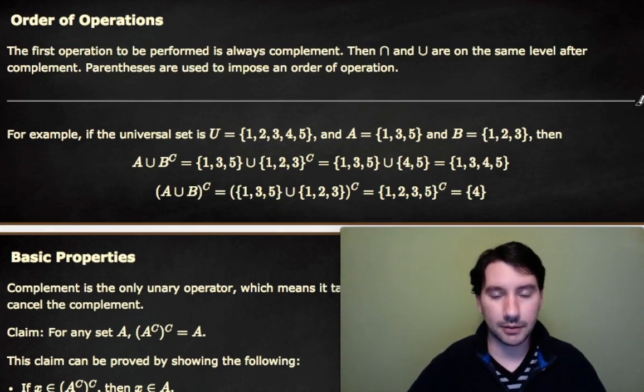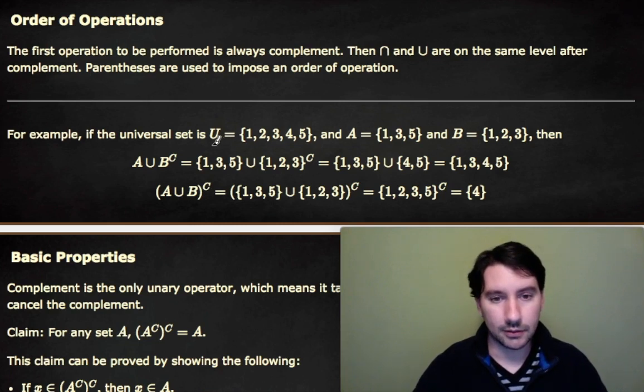The first thing we want to discuss is order of operation. And the first operation that's always performed is complement. Then, at the next level is intersection and union, which are on the same level. Parentheses can be used to change the order of operations or to impose an order of operations. So for example, if I want to do a union first and then a complement, I put parentheses around the union. So let's look at an example.